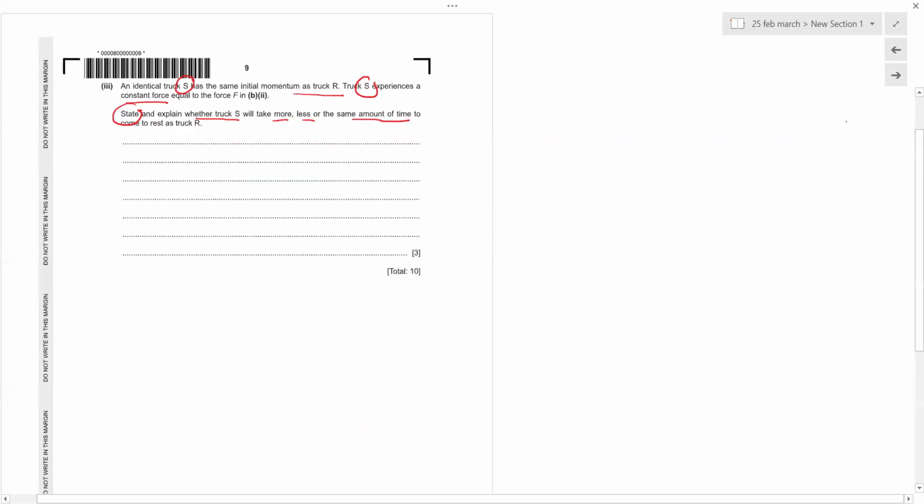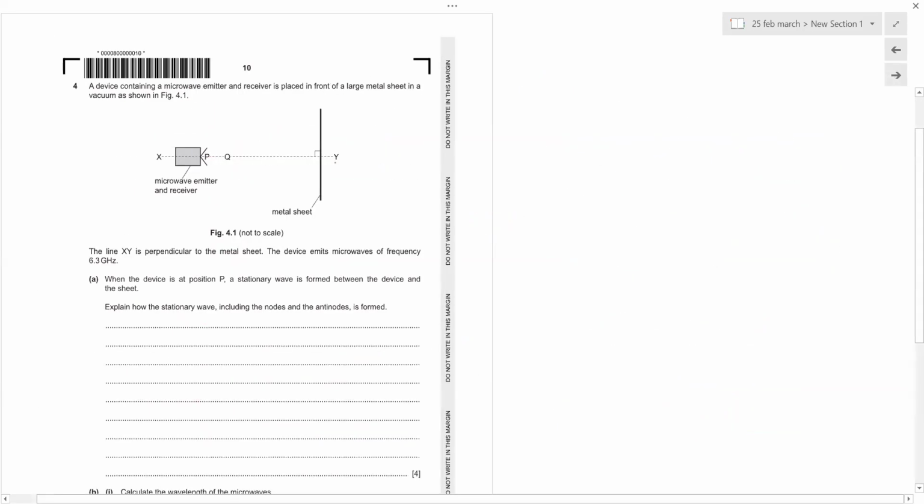Nice. So we have done this. Okay. Then we have a device containing a microwave emitter and receiver placed in front of a large metal sheet. Okay, we can see that. This is the microwave emitter and receiver. It emits from here and receives here too. Then we have a metal sheet. Let's look at the question first.